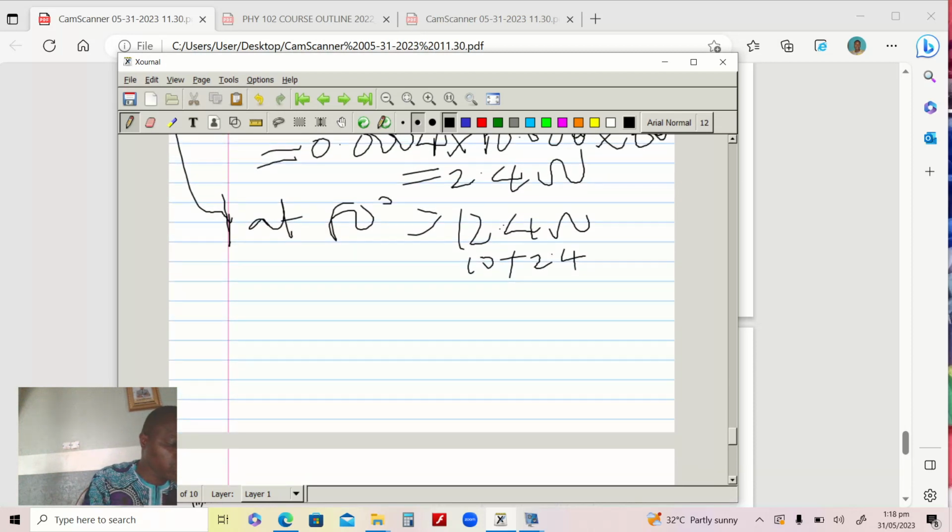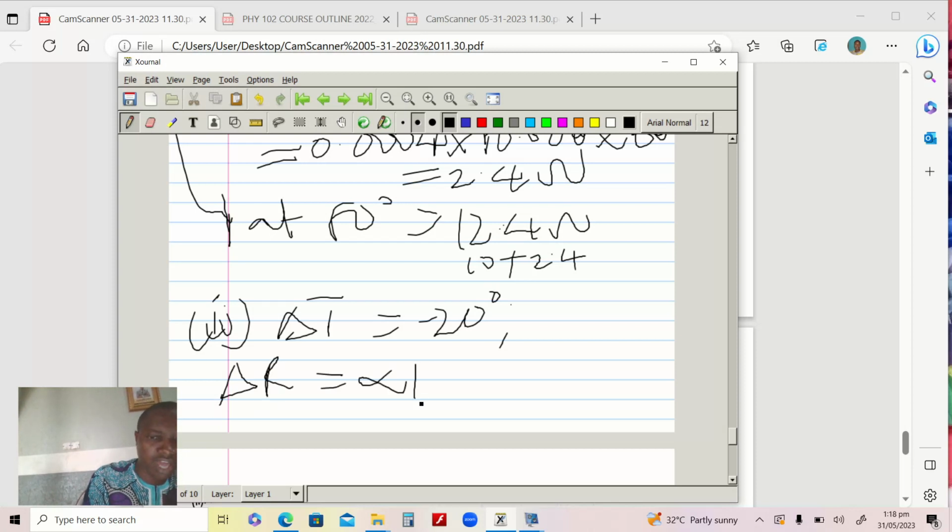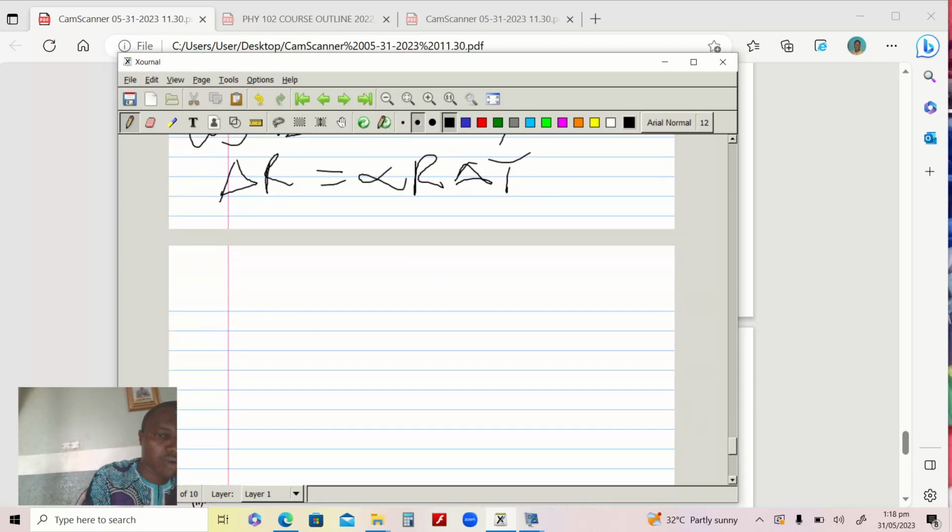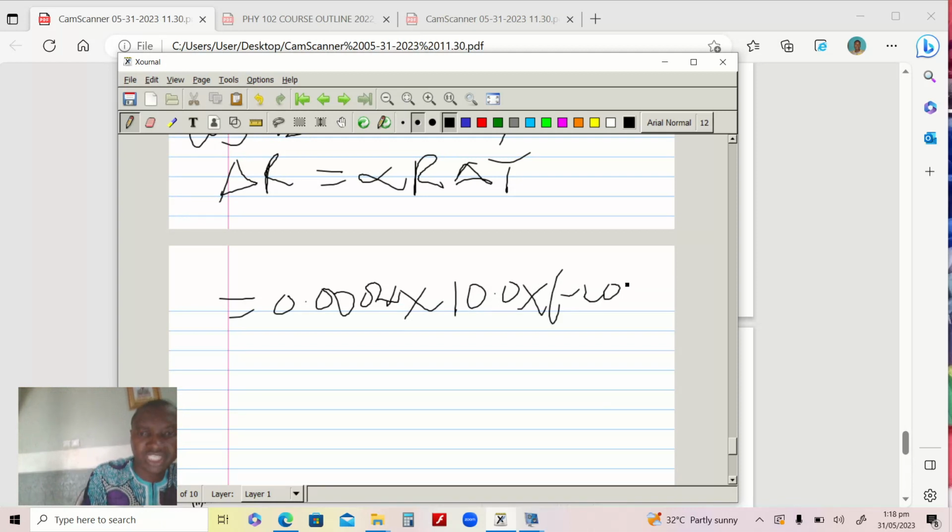Then the resistance at minus 20 degrees now. So question 2, the second question. Delta T is going to be minus 20 degrees. We follow the same way: delta R is equal to alpha R delta T. So alpha is 0.0004 multiplied by 10.0, then multiplied by minus 20 degrees Celsius. If you do this, you should have minus 0.8 ohms.